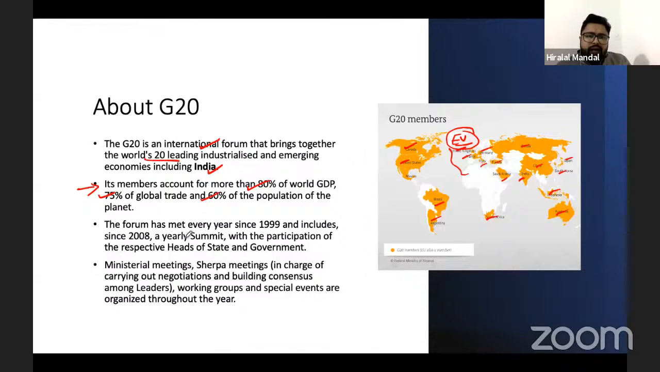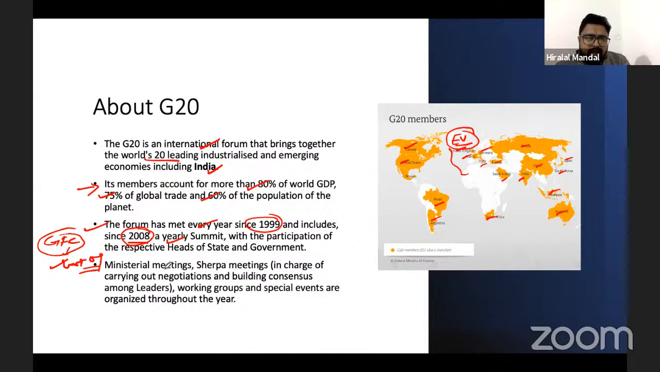The forum has met every year since 1999, and it is yearly. It has been announced as a yearly summit broadly in the context of the global financial crisis that occurred in 2008-9. So more as a response to the global financial crisis and looking for more coordinated action, the G20 has acquired huge significance.